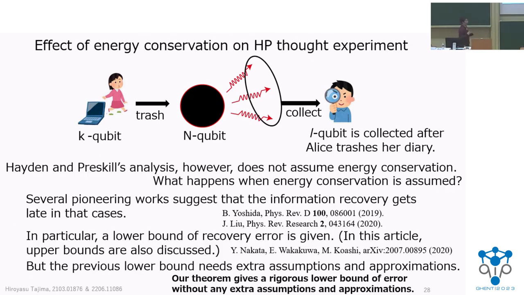This result is rigorous and very interesting, but they do not assume energy conservation. So the natural question is, what happens when energy conservation is assumed? Several pioneering works suggested that information recovery gets later in such cases. And in particular, a lower bound of the recovery error is given in this paper. But the previous lower bound needs extra assumptions and approximations. Our theorem gives a rigorous lower bound of the recovery error without any extra assumptions and approximations.